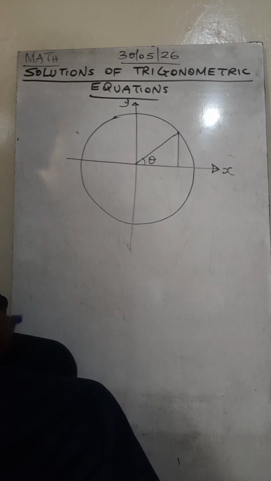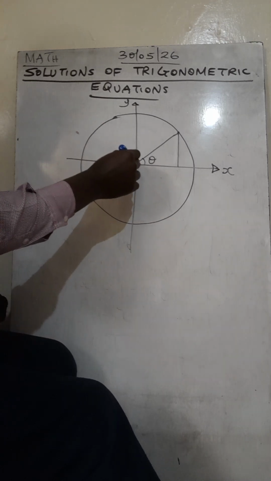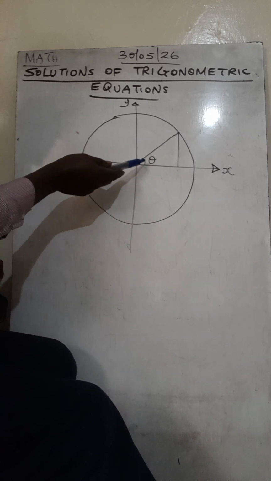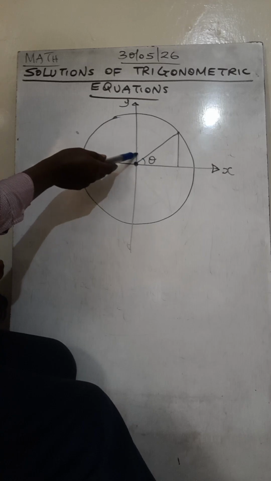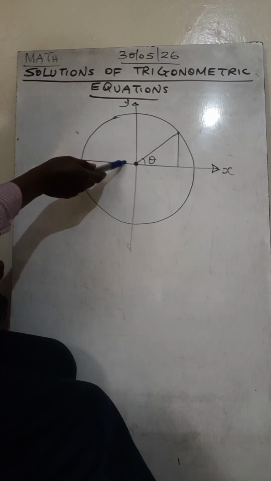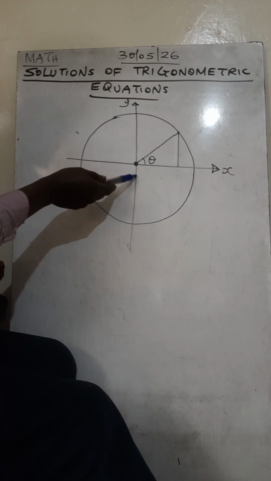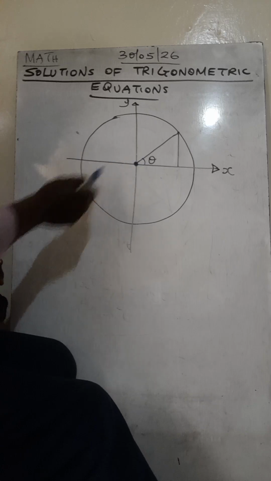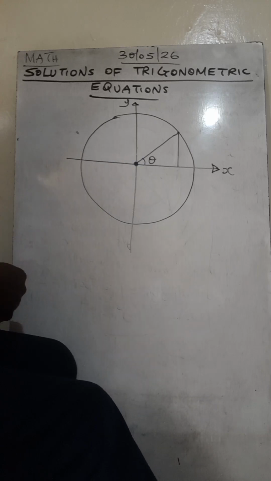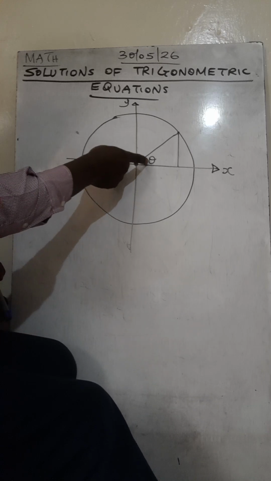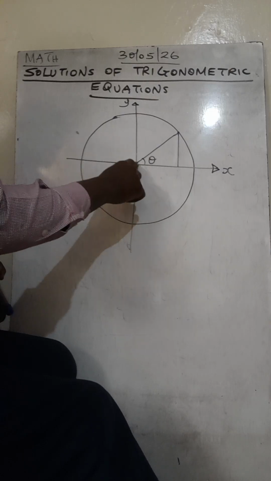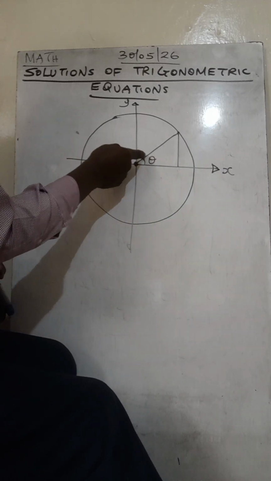So we know that angles at a point add up to 360. From here to here it is 90, here to here is 180, 270, 360. Angles are measured anti-clockwise from the positive x-axis. They are measured this way.